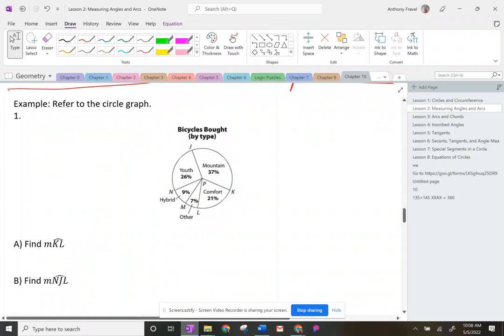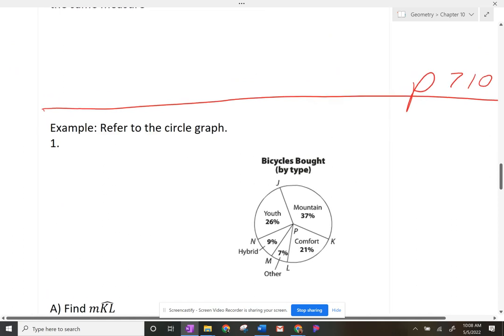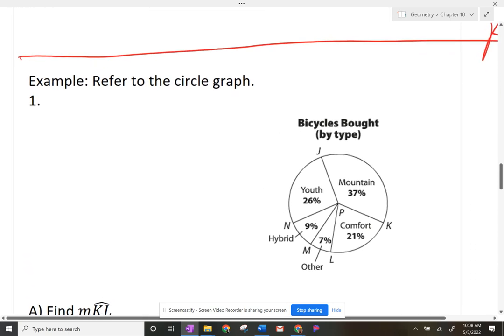Okay, so the second half of lesson 7.2, all right, it's still going to be measuring the angles and the arcs. The stuff we did yesterday, we focused just on the actual angles themselves. What we're going to focus on today is going to be the lengths.